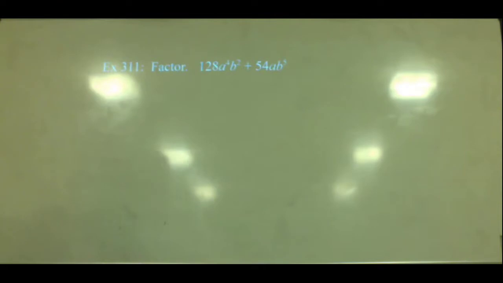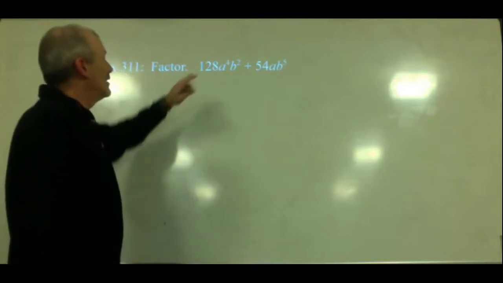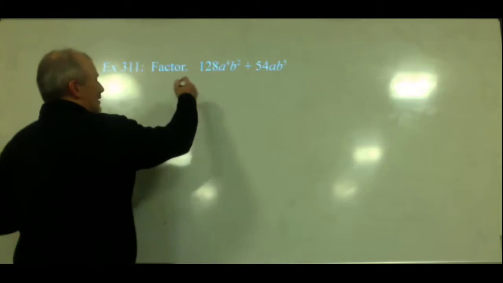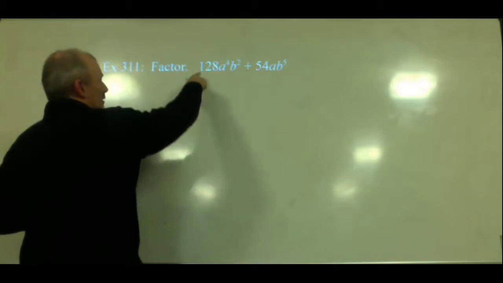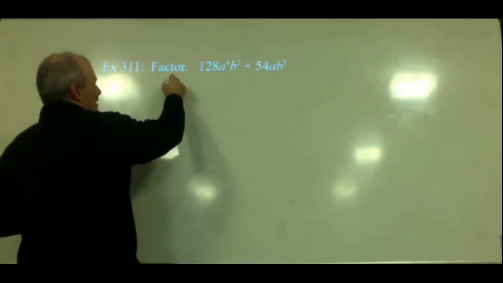So what do we do on this one? What should we always do first? Check if there's a greatest common factor first, right? Do we see any greatest common factor here? Definitely a 4. Let's see if there's anything. Does 8 work for both of them? Yes, 8 will work. So let's try an 8.